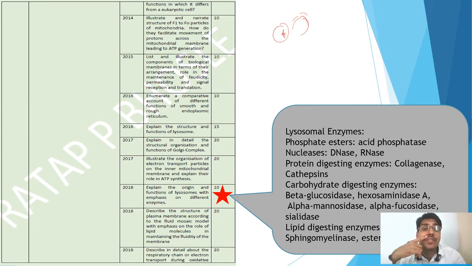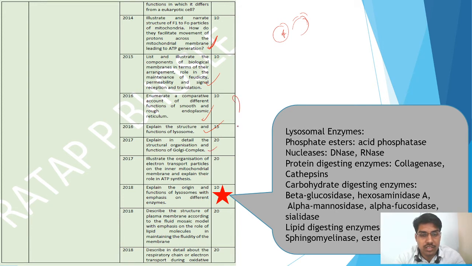This is the F1, F0 partition in mitochondria. This is also easy. Most of the time you will study these also. List and illustrate the components of biological membranes in terms of arrangement. Next is the endoplasmic reticulum, smooth and rough. This is the structure and function of lysosome, a straightforward question. Explain the detailed structure, organization and functions of Golgi, a straightforward question.